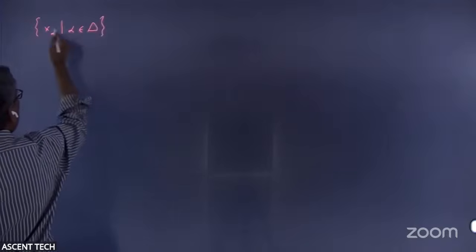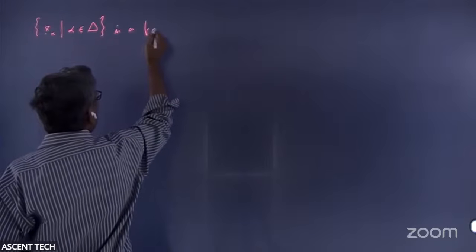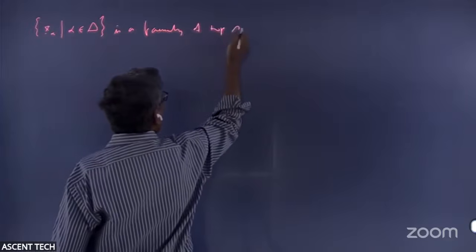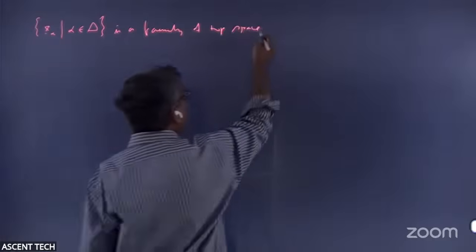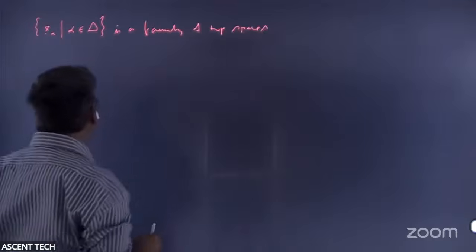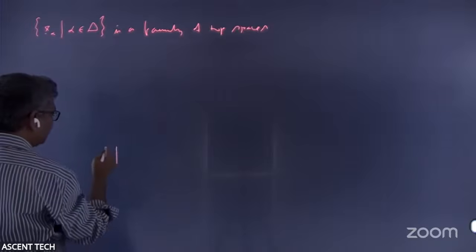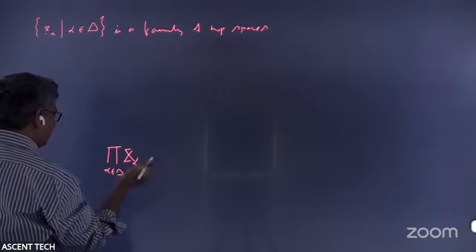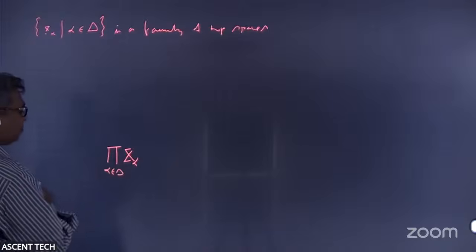I take a family of topological spaces. I'm just recalling what I did there: how we created this product space. Of course, this is always there, it is just a set. The kind of topology we created on this is from the subbase topology.